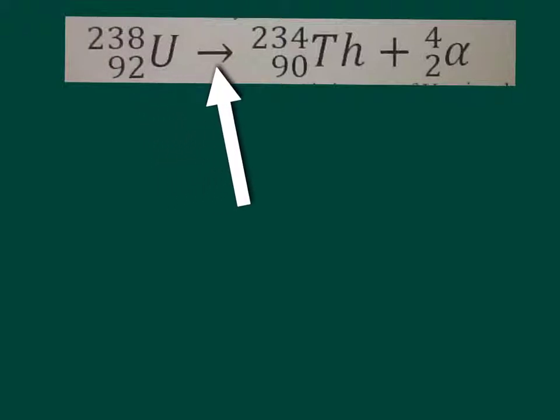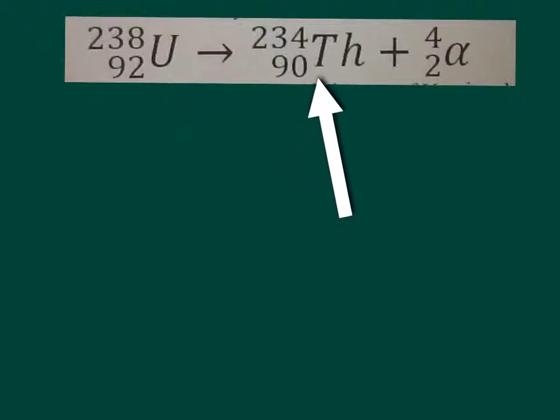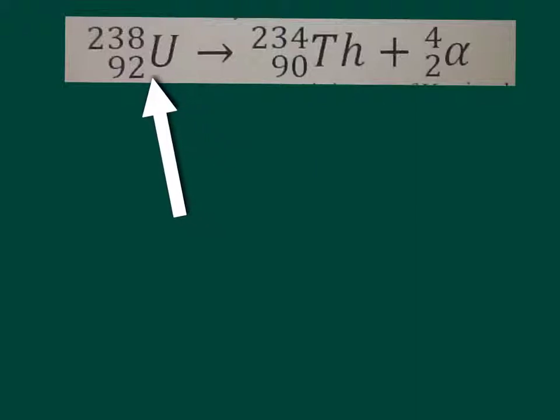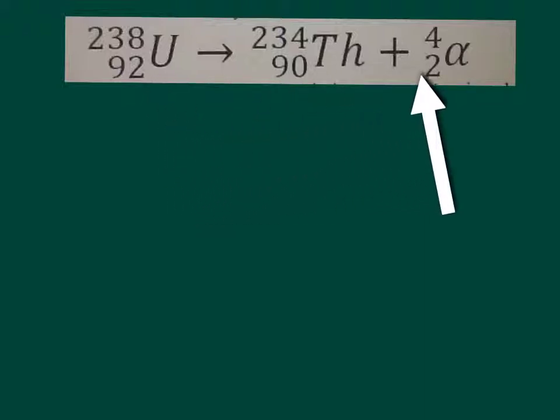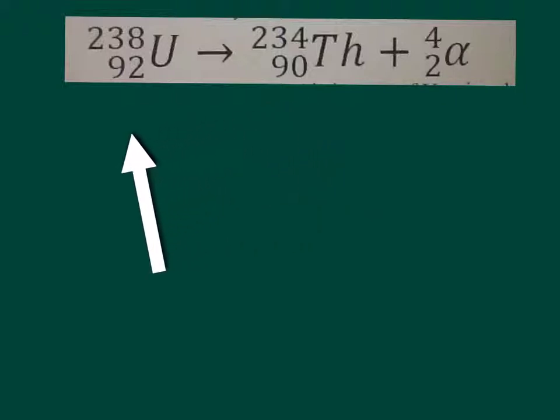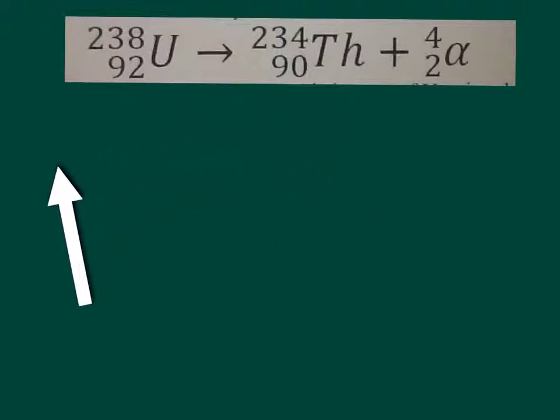Okay, and this arrow tells us that this uranium-238 is going to decay. It's going to break down into two bits. It's going to break down into this atom here, which is called thorium, and one of these things, which you should know is an alpha particle. Alright, so this is an example of a decay equation showing alpha emission. Okay, let's look at the numbers and see how they balance.